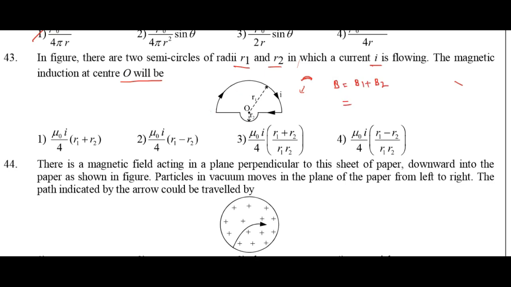The magnetic field due to this one is equal to mu naught I by 4R1 for the semicircle, plus, for this semicircle it is mu naught I by 4R2. That is equal to mu naught I by 4 into (1 by R1 plus 1 by R2), which is equal to mu naught I by 4 into (R1 plus R2) by R1 R2.